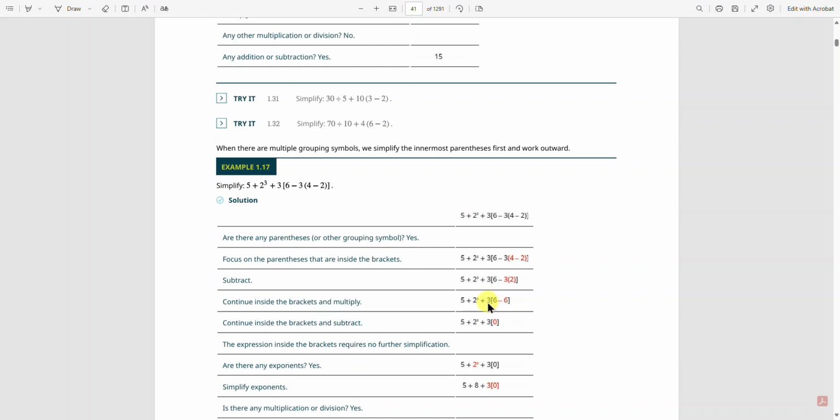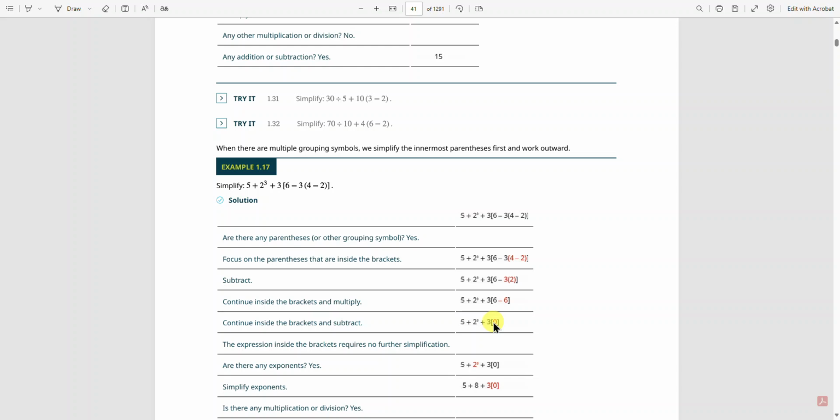So we now have 3 times 6 minus 6. And again, we're going to solve what's inside the grouping symbols. So we're going to subtract 6 from 6. That leaves us with 0. So now we have 5 plus 2 to the third power plus 3 times 0.